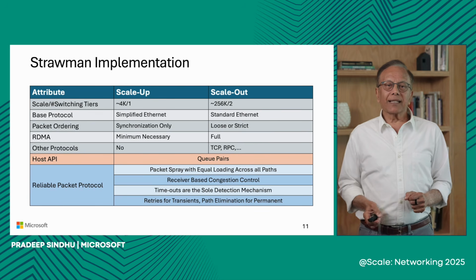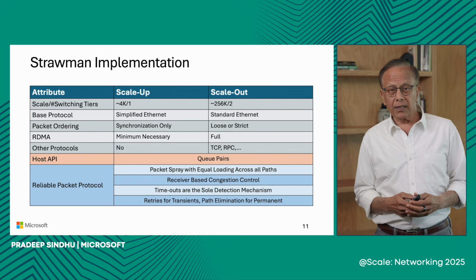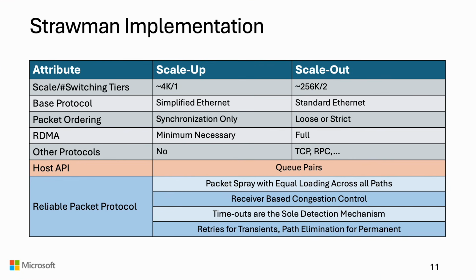Let's now look at a strawman implementation of that architecture picture that I just showed you. And let's look at the various attributes across the scale-up and scale-out networks. For the scale of the scale-up network, it's about 4K endpoints and a single layer of switches. For the scale-out, it's somewhere between 128K to 256K GPUs, and there are 2 tiers of switches using the topology that I showed you a couple of slides ago.